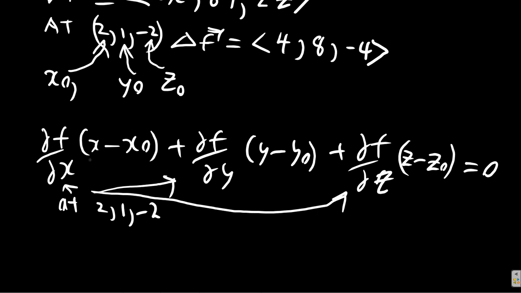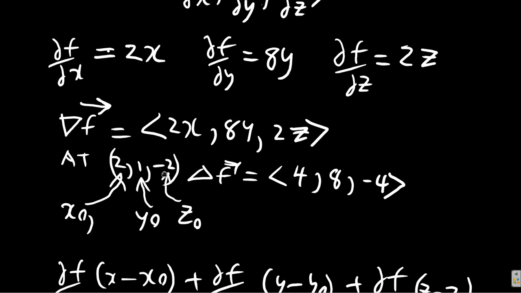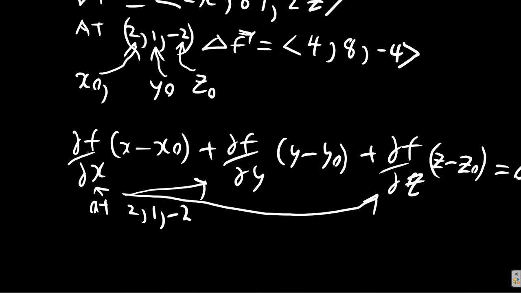Alright? Now, here, delta f by delta x at that point, we already calculated it. Delta f by delta x generally is 2x, but at 2, 1, negative 2 it is 4. So what we have is delta f by delta x at that point, 4, times x minus x naught. Right here we have our x0, y0, z0, so it is x minus 2. You see that?